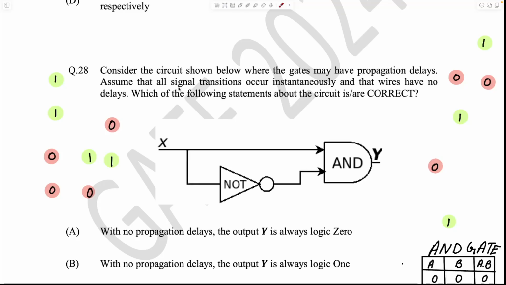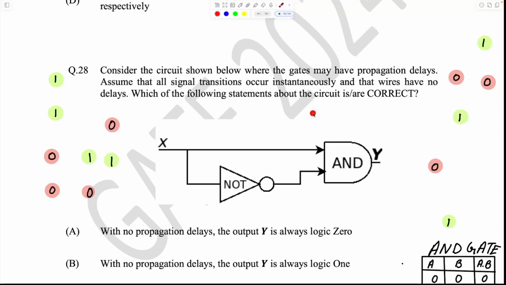Now they say that assume that all signals are basically these parts. X is a signal, right? Y is a signal, right? And a signal can only be 0 or 1. So a transition inside of a signal means from 0 to 1 or from 1 to 0. That is, signal transitions occur instantaneously, and the wires have no delays. Okay. Which one of the following statements about the circuit are correct?